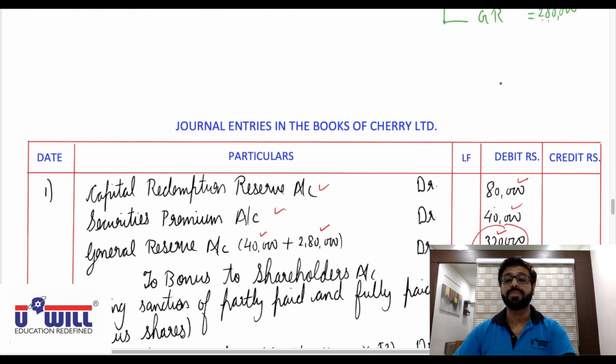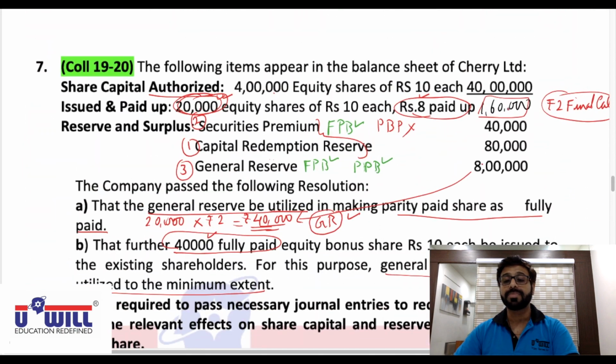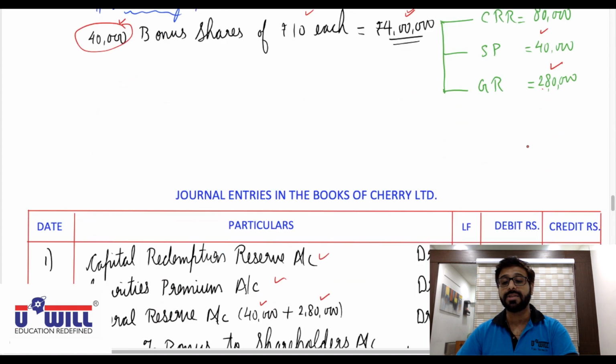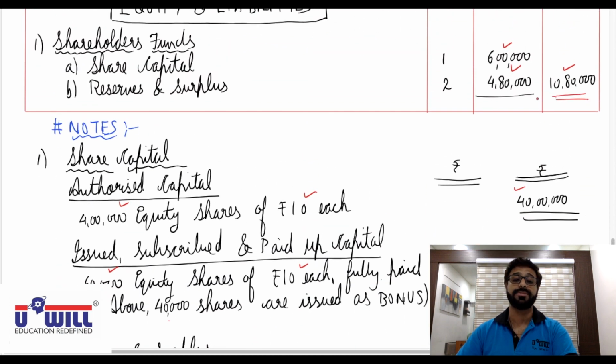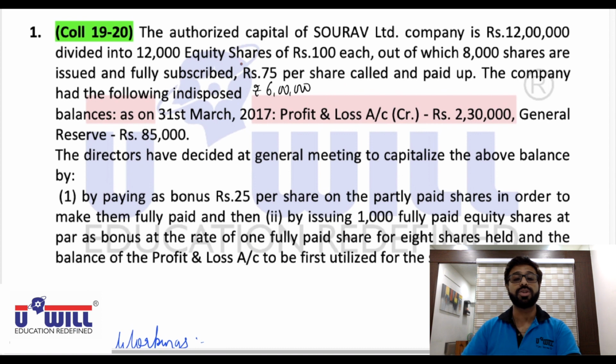What was the financial position before the bonus issue? This 1,60,000 plus 40,000 plus 80,000 plus 8 lakhs is also 10,80,000, and after the bonus issue also 10,80,000. Now check your answer for question 1.